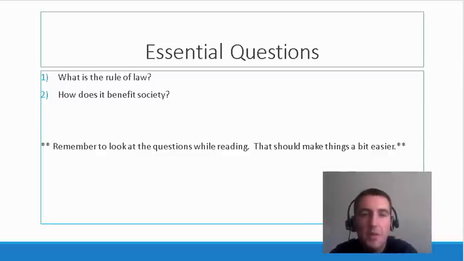Essential questions, they're not questions that you have to answer and submit to me or anything like that. They're just things that if I asked you these questions in live class, you'd be able to answer them at the end of this lesson. The first one is, what is the rule of law? And the second one is, how does it benefit society, meaning how does it help society?